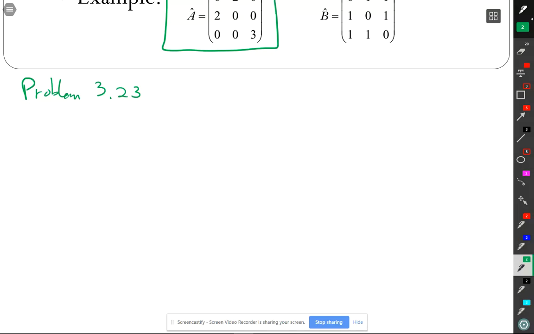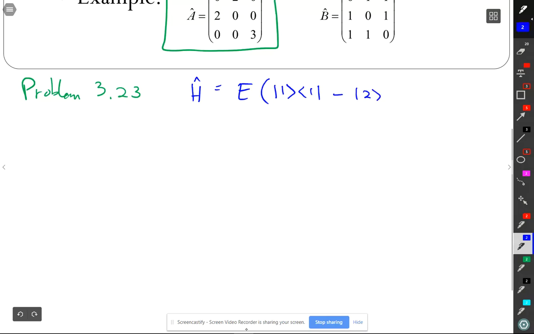So problem 3.23, it gives us a Hamiltonian. And since I actually spoke about this very briefly with Aaron, I'm going to direct my question that I'm going to ask here in a second specifically to Chad. I actually have to look up to see who's the other student. How good is my memory?